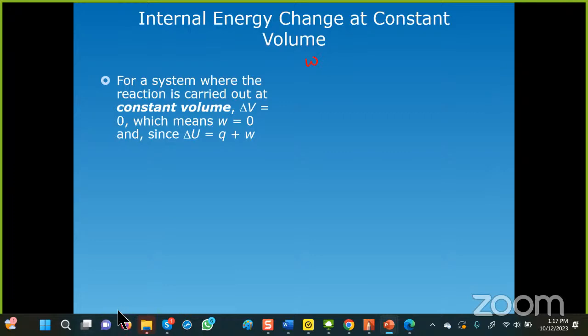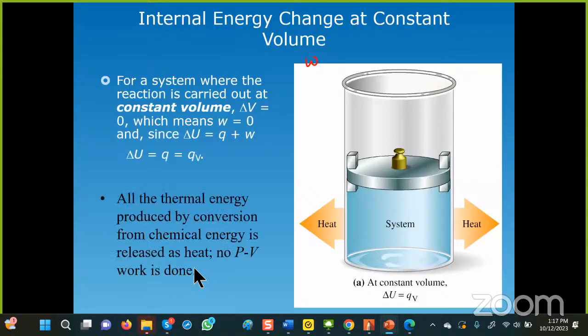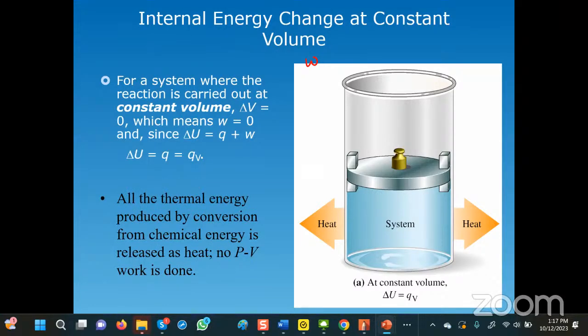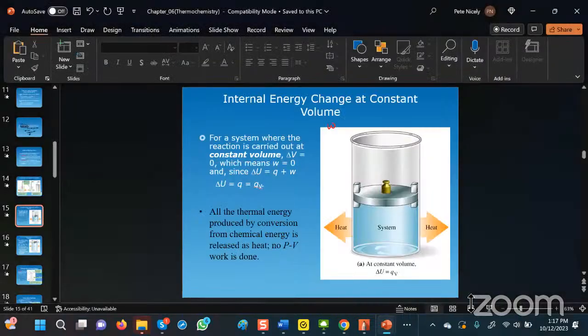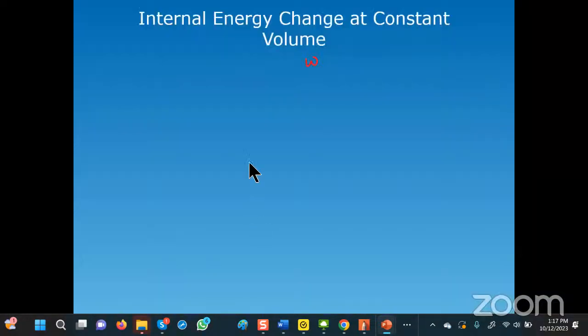Use a different ink. Whoops, sorry. Why is this happening? I'm sorry about this, folks. Let me try this again. All right, you know what? Let me use this. Okay.